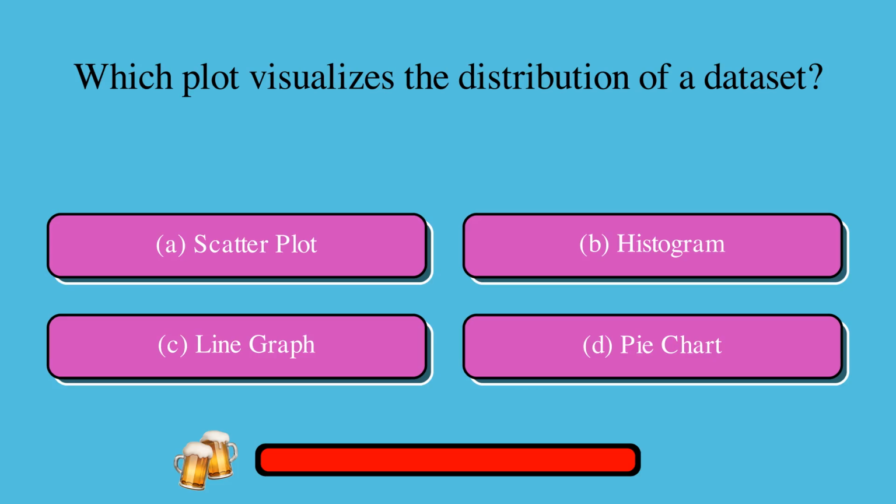Which plot visualizes the distribution of a dataset? A, scatter plot, or B, histogram, or C, line graph, or D, pie chart. The correct answer is B, histogram.